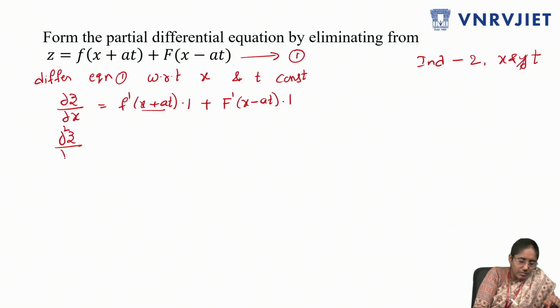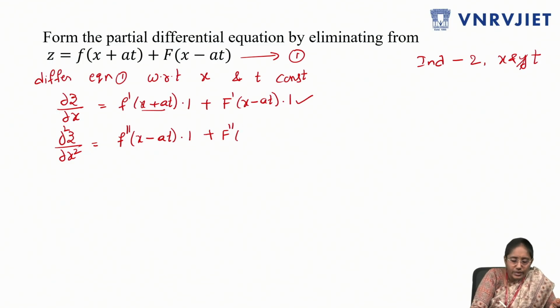∂²z/∂x², differentiate the above equation with respect to x again by taking t as a constant. So again the derivative of f' is f''(x + at) plus F''(x − at) into derivative of inner function, which is 1. Sorry, f''. So again differentiating, that becomes f''(x + at) plus F''(x − at) into derivative of inner function is 1.